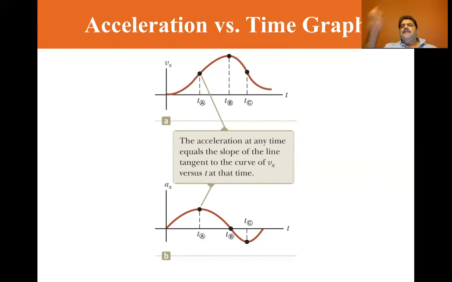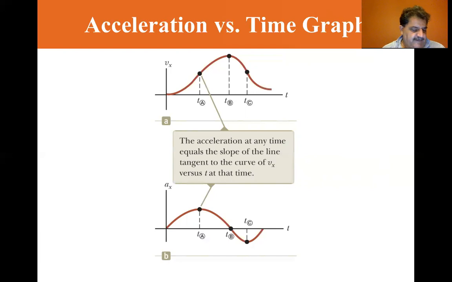Imagine throwing a ball up in the air. You start at the initial velocity, it slows down, and then comes back down, increasing in the negative direction. Okay, acceleration is negative when the velocity is decreasing in the positive x direction, and reaches its most negative value at time equals t sub c.